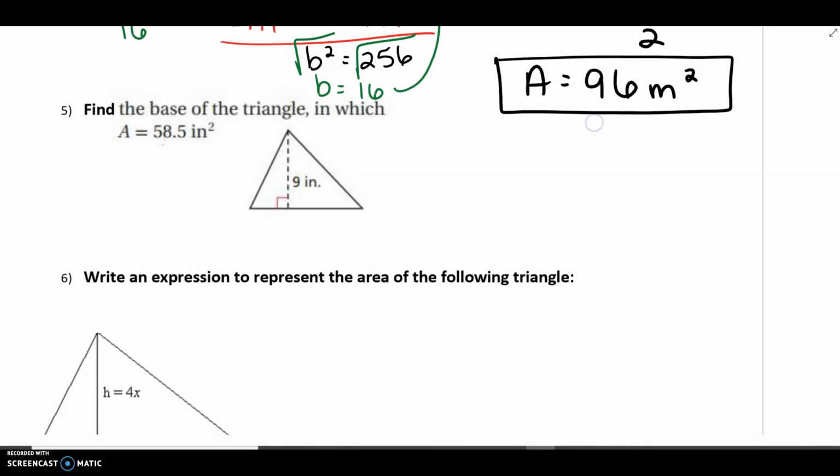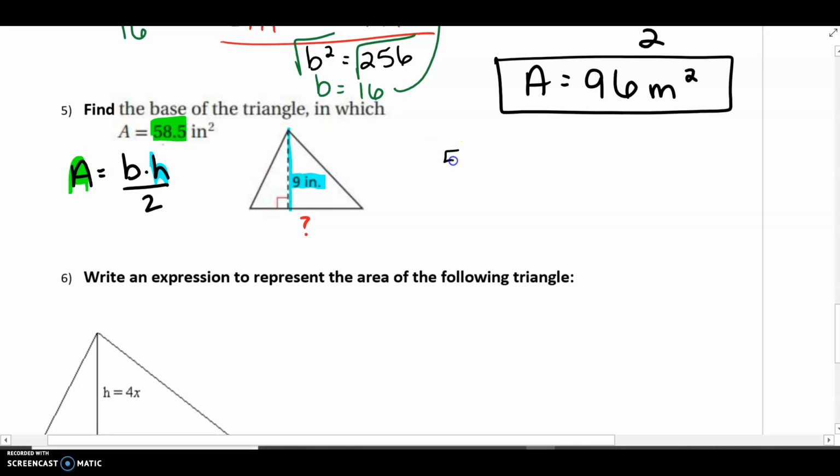Okay, next one, number 5. On number 5, once again, start with the formula. Area equals base times height divided by 2. They give you the area, so we're going to plug that in. They give me the height that is perpendicular to this mystery base. So my height, no, not my base, my height is 9. And now when I plug in what I know, 58.5 is equal to the base times a height of 9 divided by 2.